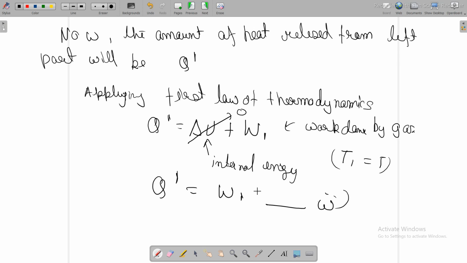Now as the gas gets compressed in the left part, the work done is negative, or we can say that both Q dash as well as W1 are negative.